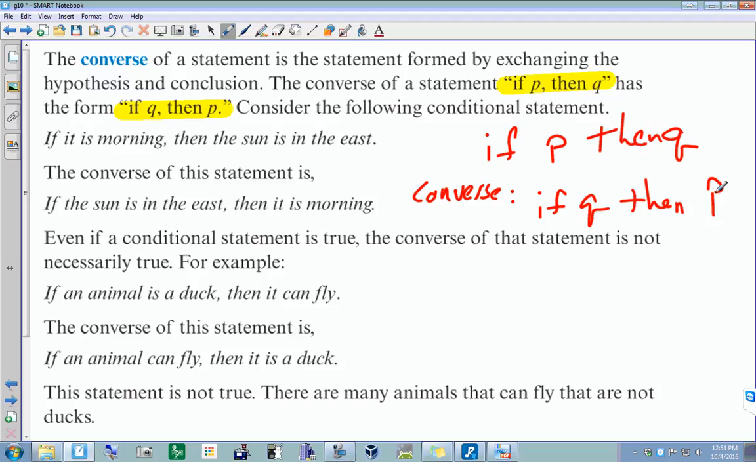Okay? Let's try this one. If an animal is a duck, then it can fly. Is this true? Well, we don't look for little things like that. When we're talking about a duck, a duck is a duck is a duck. We're not going to sit there and ask, well, what happens if it's this? What happens if it's that? We don't do that. A duck is a duck is a duck. Okay? And ducks can fly. So, if an animal is a duck, then it can fly.